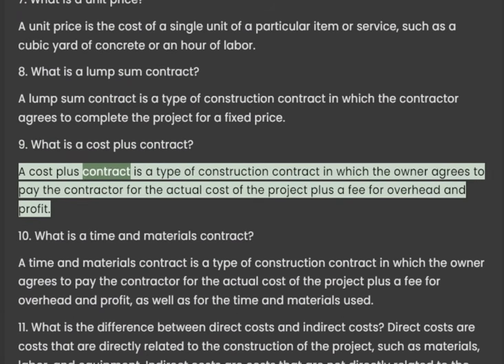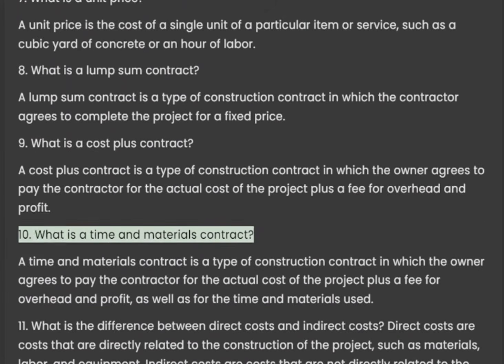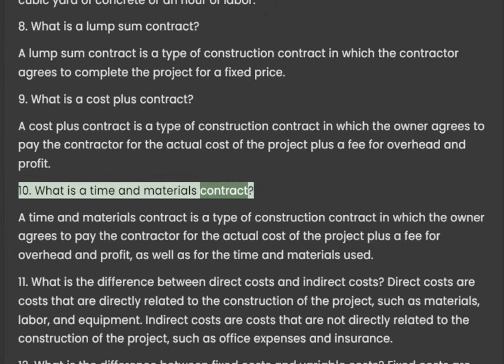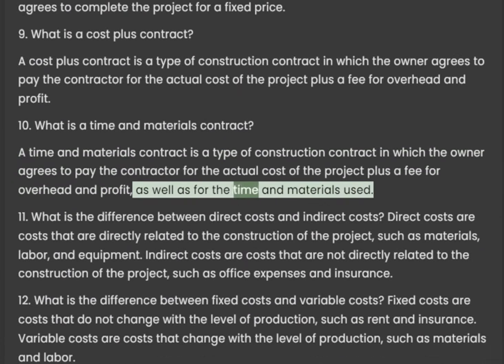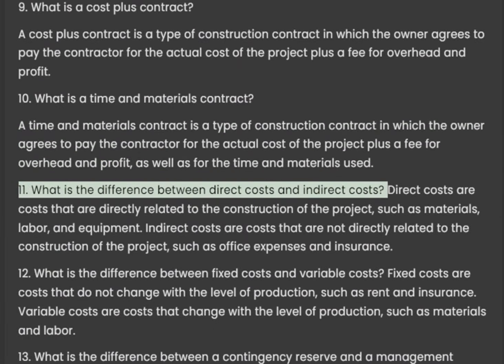9. What is a cost-plus contract? A cost-plus contract is a type of construction contract in which the owner agrees to pay the contractor for the actual cost of the project plus a fee for overhead and profit. 10. What is a time and materials contract? A time and materials contract is a type of construction contract in which the owner agrees to pay the contractor for the actual cost of the project plus a fee for overhead and profit, as well as for the time and materials used.